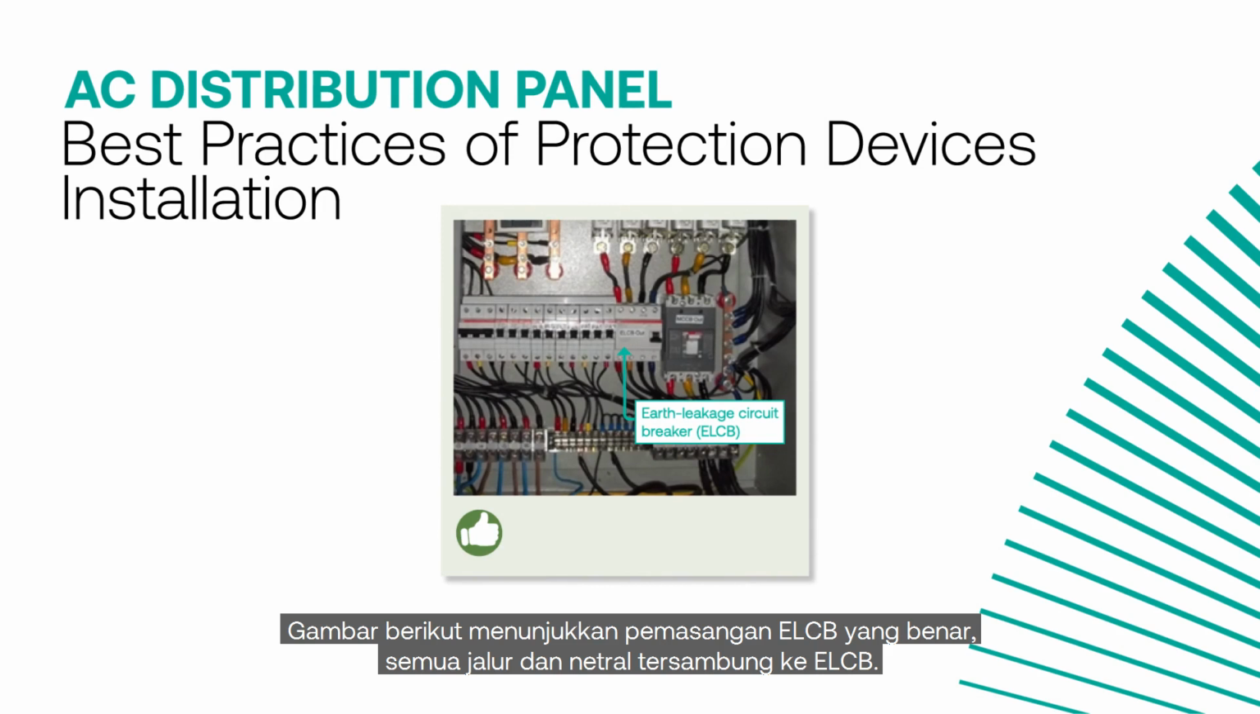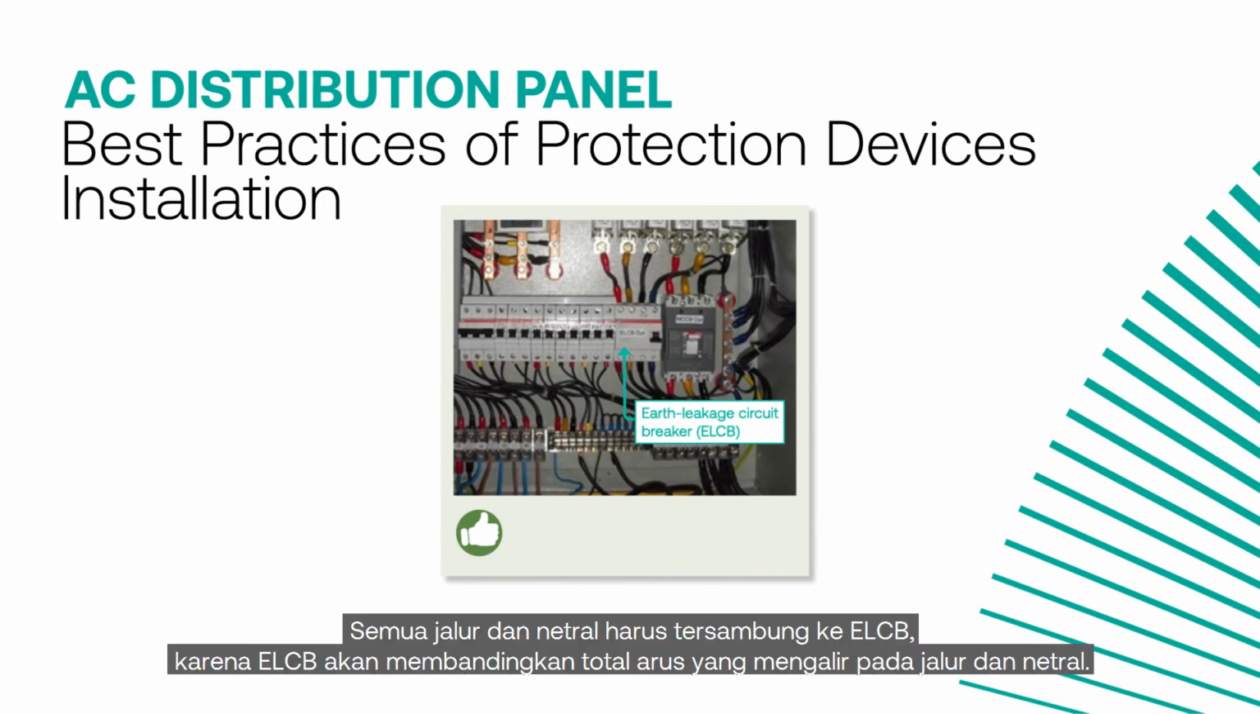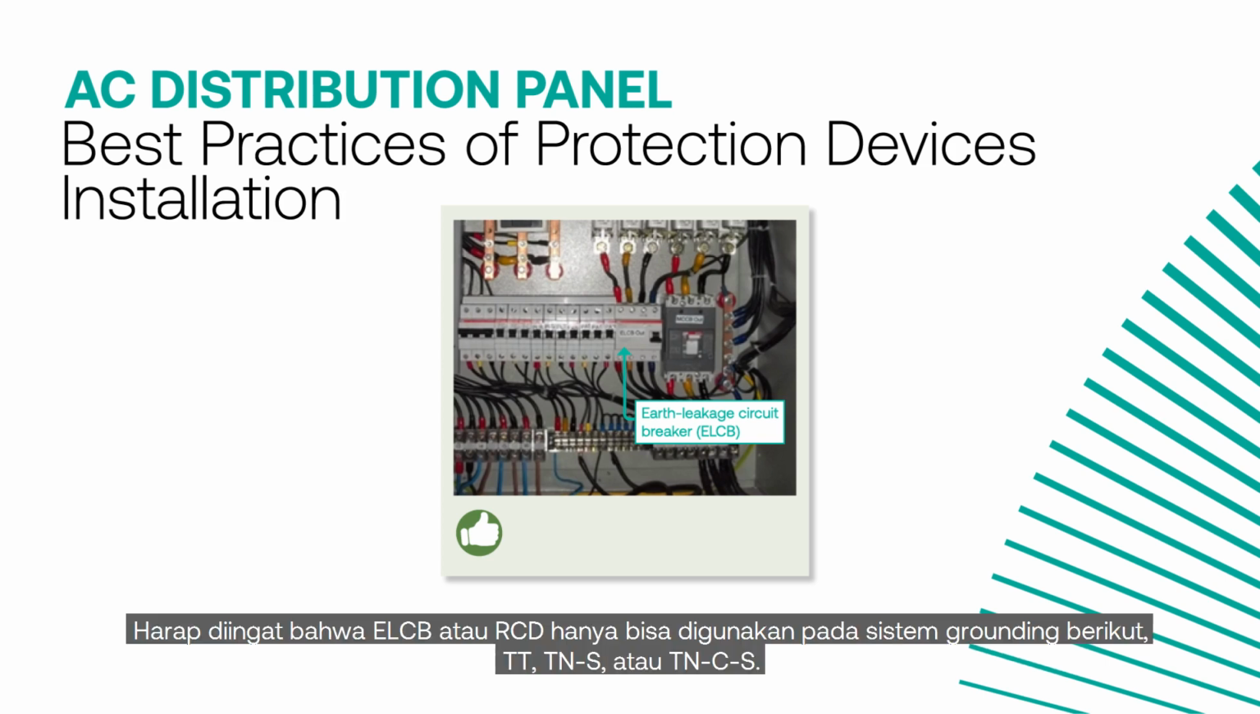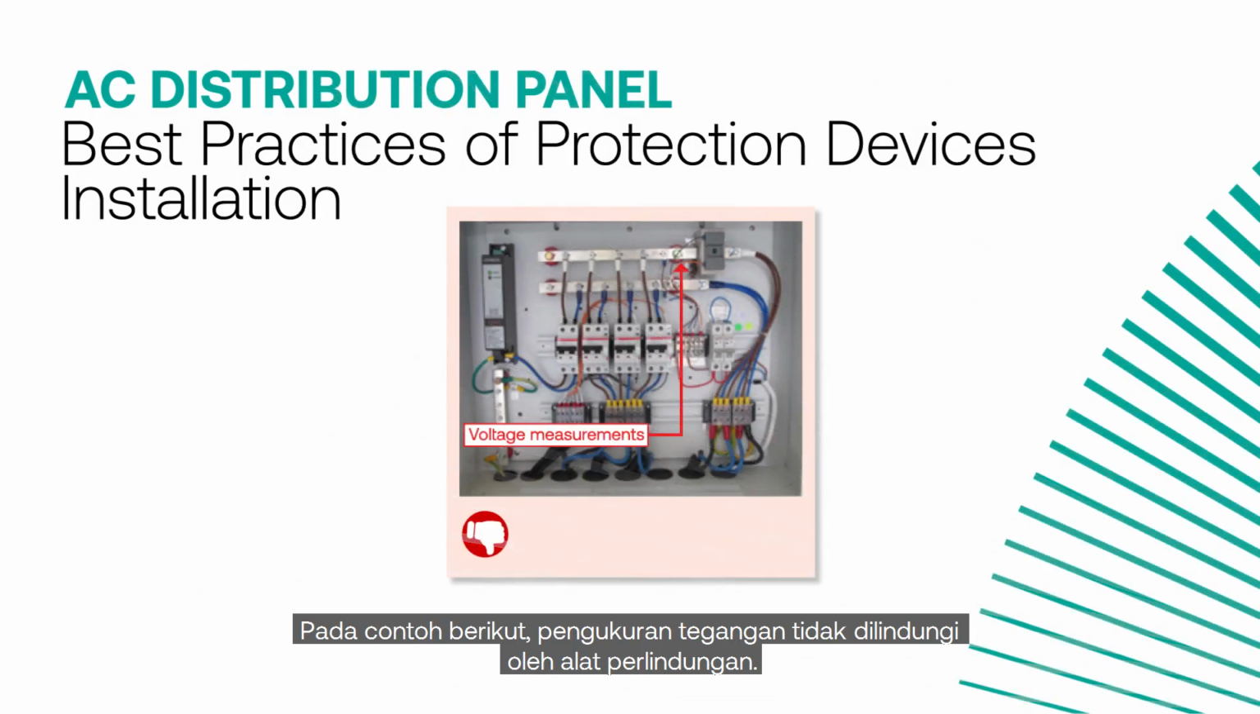This picture shows the correct installation of ELCB, where all the lines and neutral are connected to the ELCB. All the lines and neutrals shall be connected to ELCB, as ELCB will compare the total current flowing in line and neutral. Please remember that ELCB or RCD can only be used in the following grounding systems: TT, TN-S, or TN-C-S.